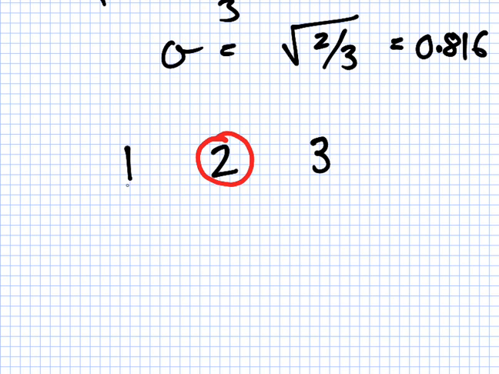How far away is this number from the average? 1. How far away is that from the average? How many units away is it from the average? It's 1 unit away. And how far away is this?